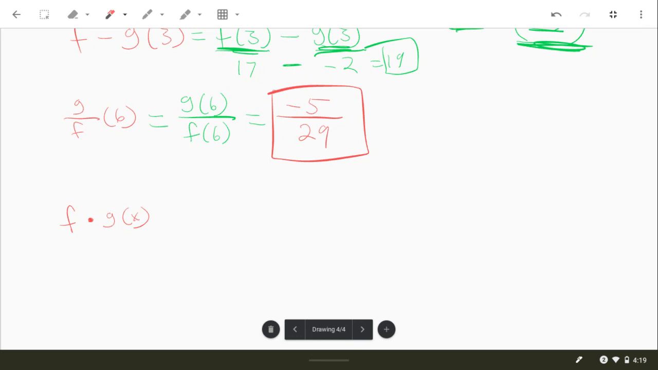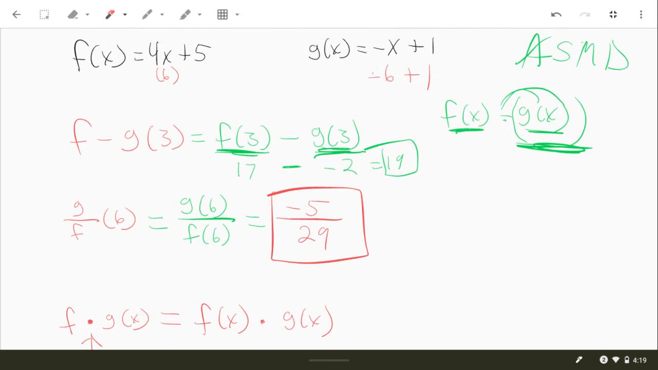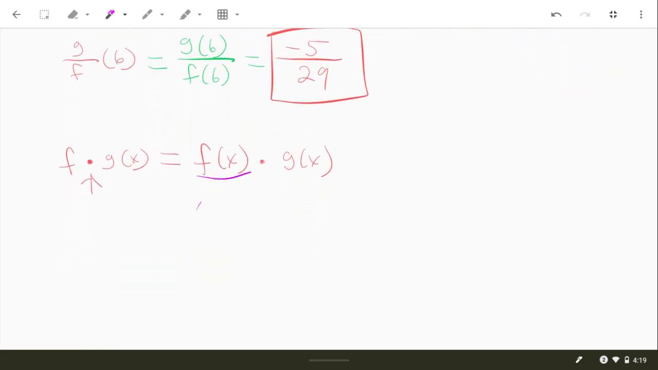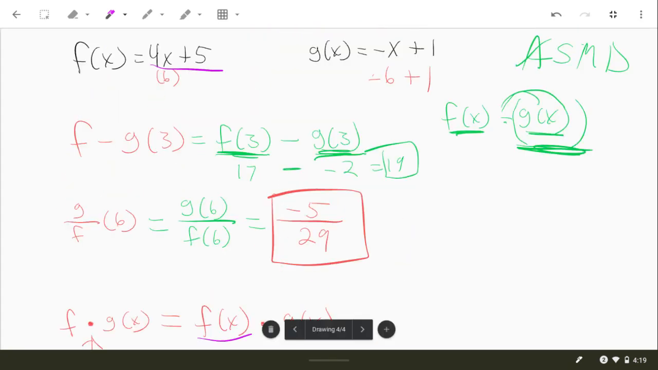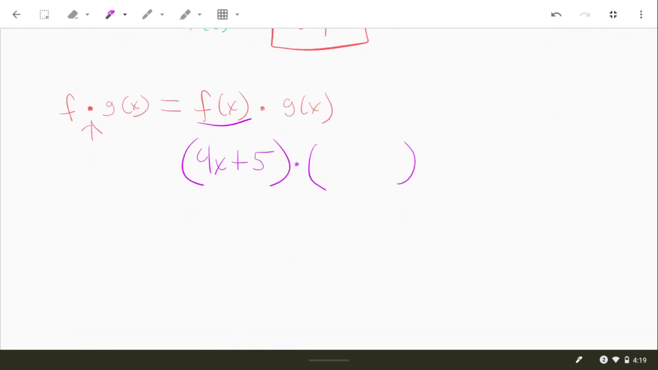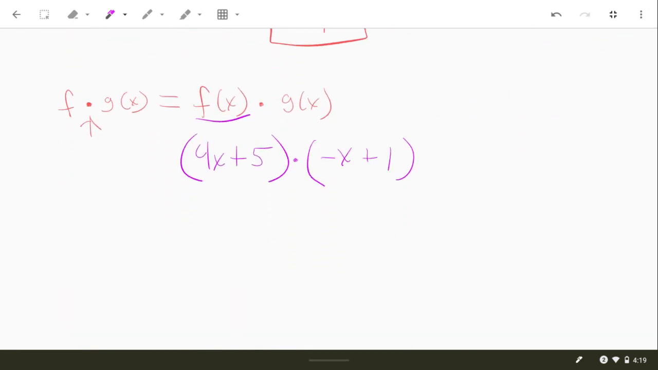All right. This is a times symbol, not that composition one. We're doing (f times g)(x). This can be rewritten as f(x) times g(x). All right, and now here's where we're going to have to do that substitution part. F(x) is literally equal to 4x plus 5. That was in the definition. So I'm going to write 4x plus 5 with the parentheses times, and then g(x) is literally equal to negative x plus 1. They tell us that in the beginning. Negative x plus 1.